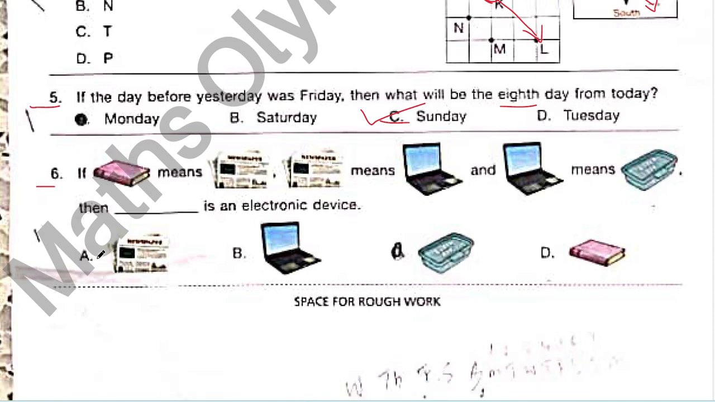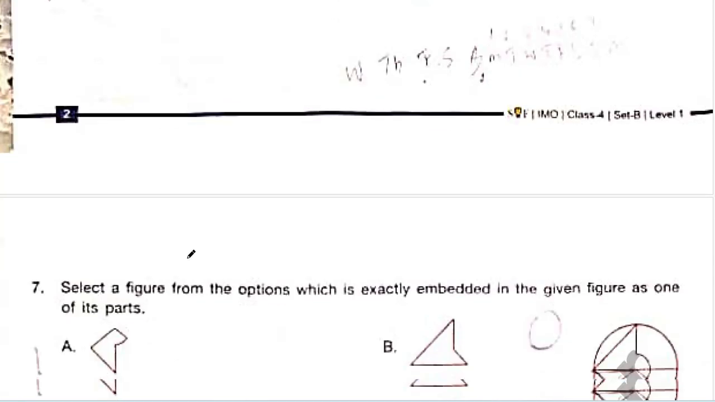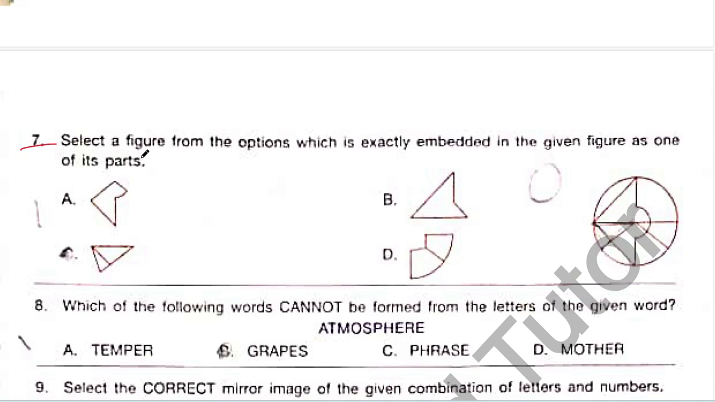Then question 6 here is if book means newspaper, newspaper means laptop, laptop means this box, then dash is an electronic device. So electronic device here is a laptop, but laptop means newspaper, so it is newspaper here. So we'll select this.